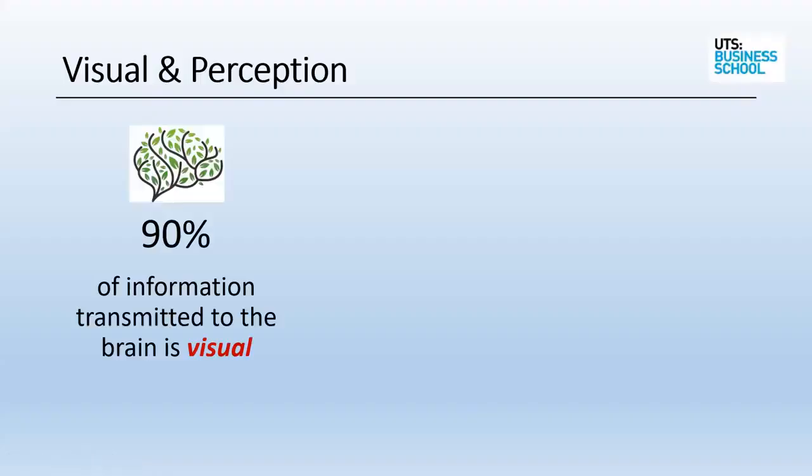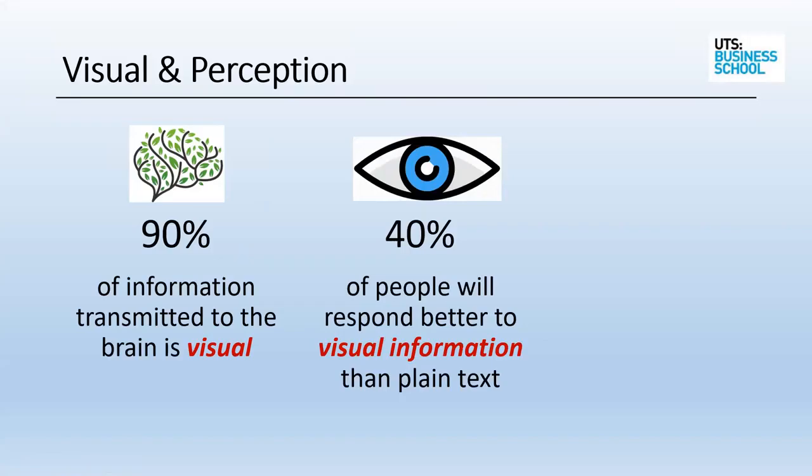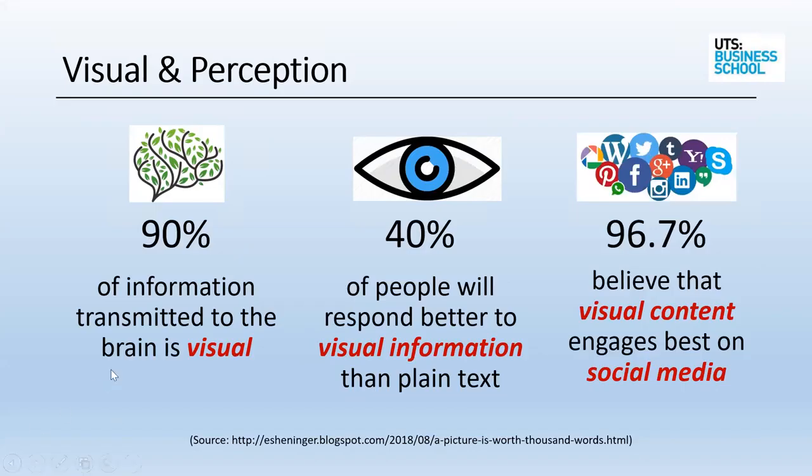So remember that. Now, here are some research findings: 90% of the information transmitted to the brain is visual. That's why when you are in your surroundings, you tend to observe and remember things rather than memorize them. 40% of people respond better to visual information than plain text. And that is why when you go to the grocery stores or David Jones, etc., you will notice that you are less receptive to their flyers, but more receptive to the end of aisle displays when you're actually in the store, because visual information tends to have a greater impact.